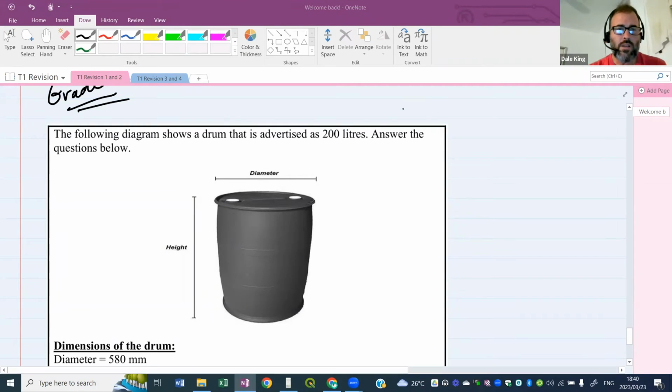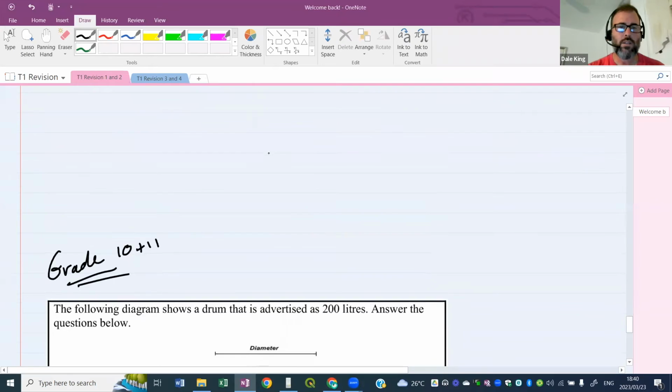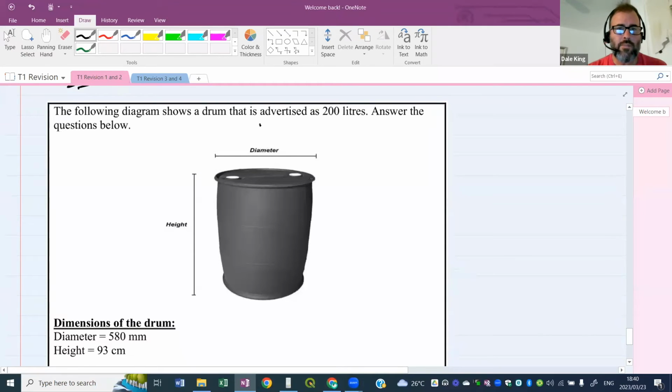Let's see what else they give us. They give us diameter, but where's the number? Sorry, let's go down. On the diagram, there's no number there. And in the height, there's no number there. But they do tell us down here. So they're trying to make it even more difficult for us.